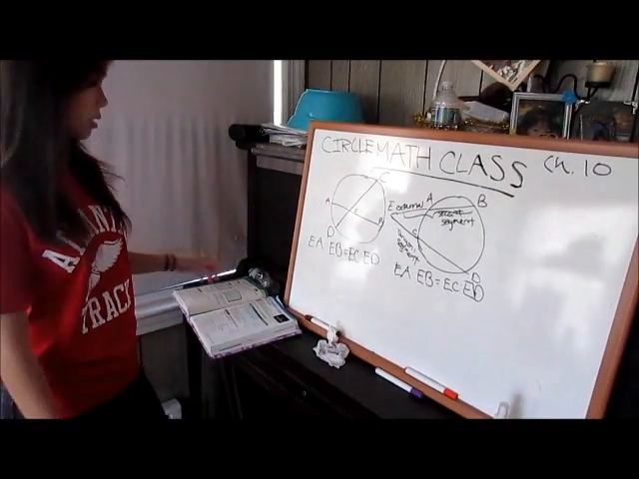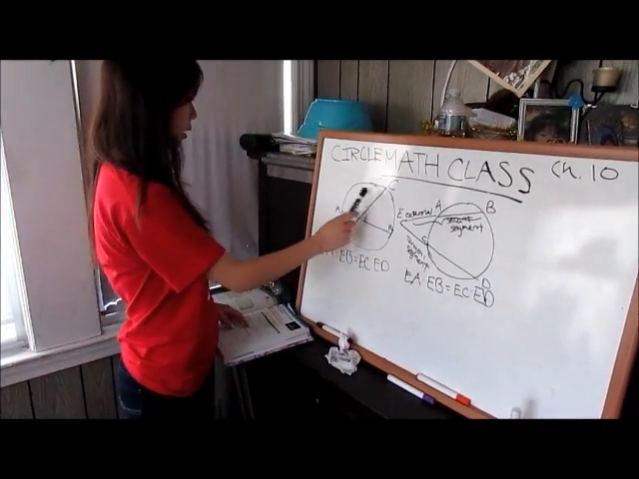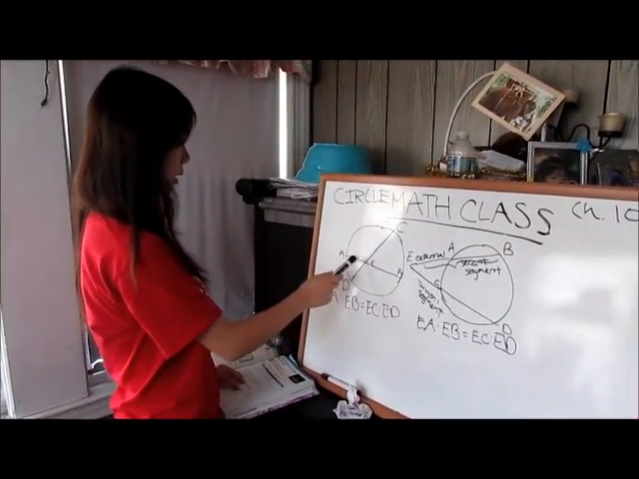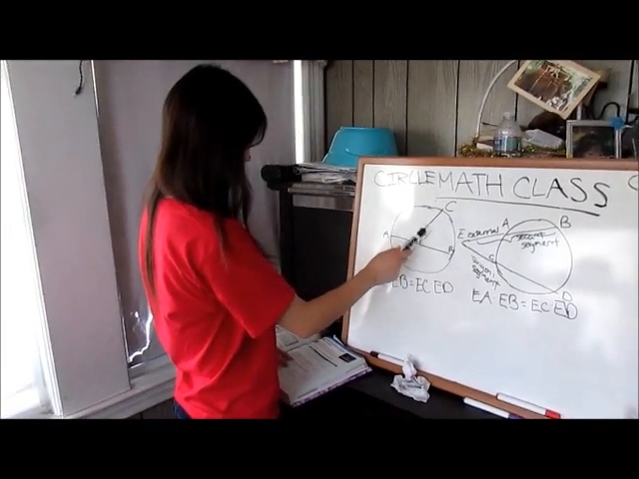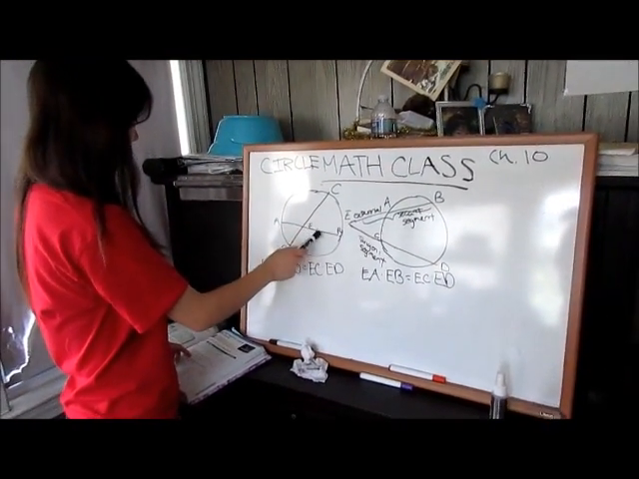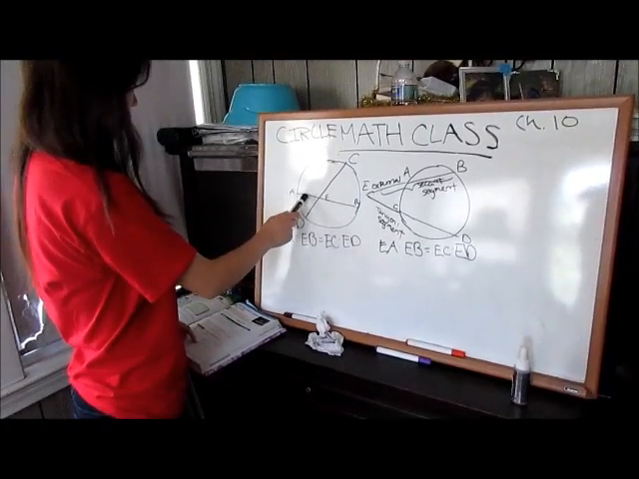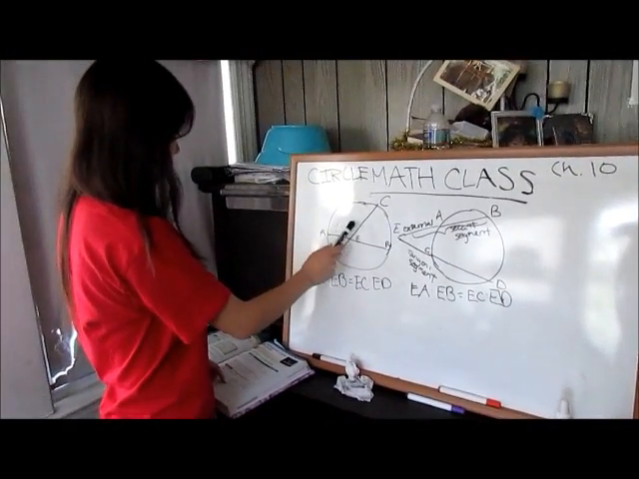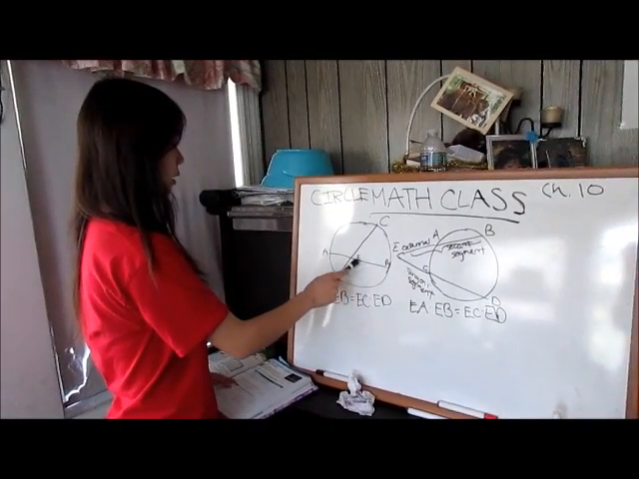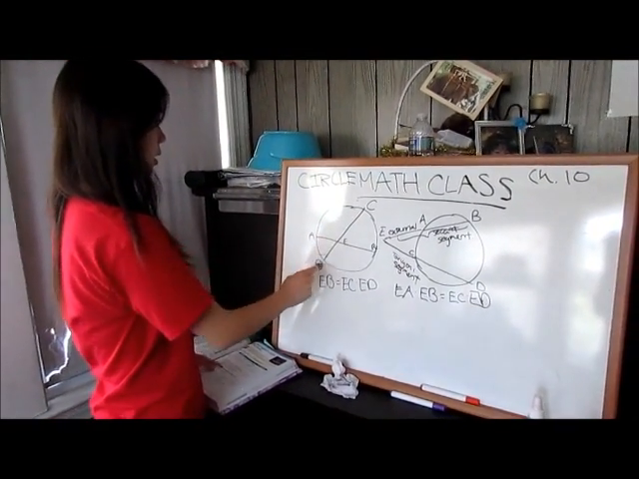Chapter 10.6. When two chords intersect in the interior of a circle, each chord is divided into two segments called the segments of the chord. If two chords intersect in the interior of a circle, then the product of the lengths of the segments of one chord is equal to the product of the lengths of the segments of the other chord. So EA times EB equals EC times ED.